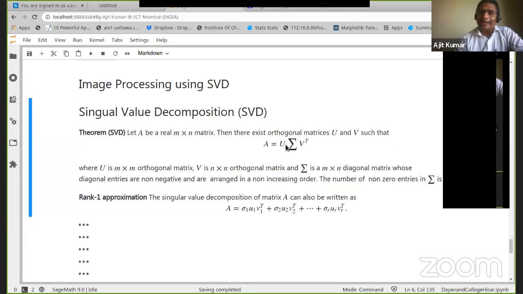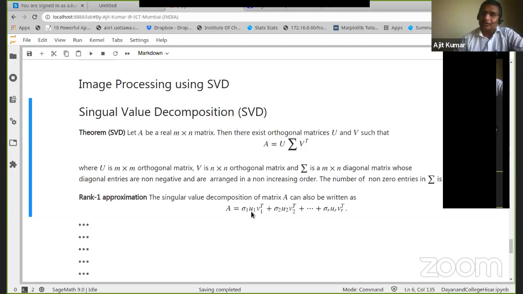And then if you write U as columns U1, U2, up to Um, and V as, let us say, V1, V2, up to Vn, and sigma as the rectangular diagonal matrix, you can write A as sigma 1 times U1 V1 transpose plus sigma 2 times U2 V2 transpose plus dot dot dot plus sigma R UR VR transpose. Notice that U will be an M cross M matrix, V will be an N cross N matrix, right? So U1 times V1 transpose will be an M cross N matrix, and the rank of this is going to be 1. So what you have done is convert a matrix A into a sum of rank 1 matrices.